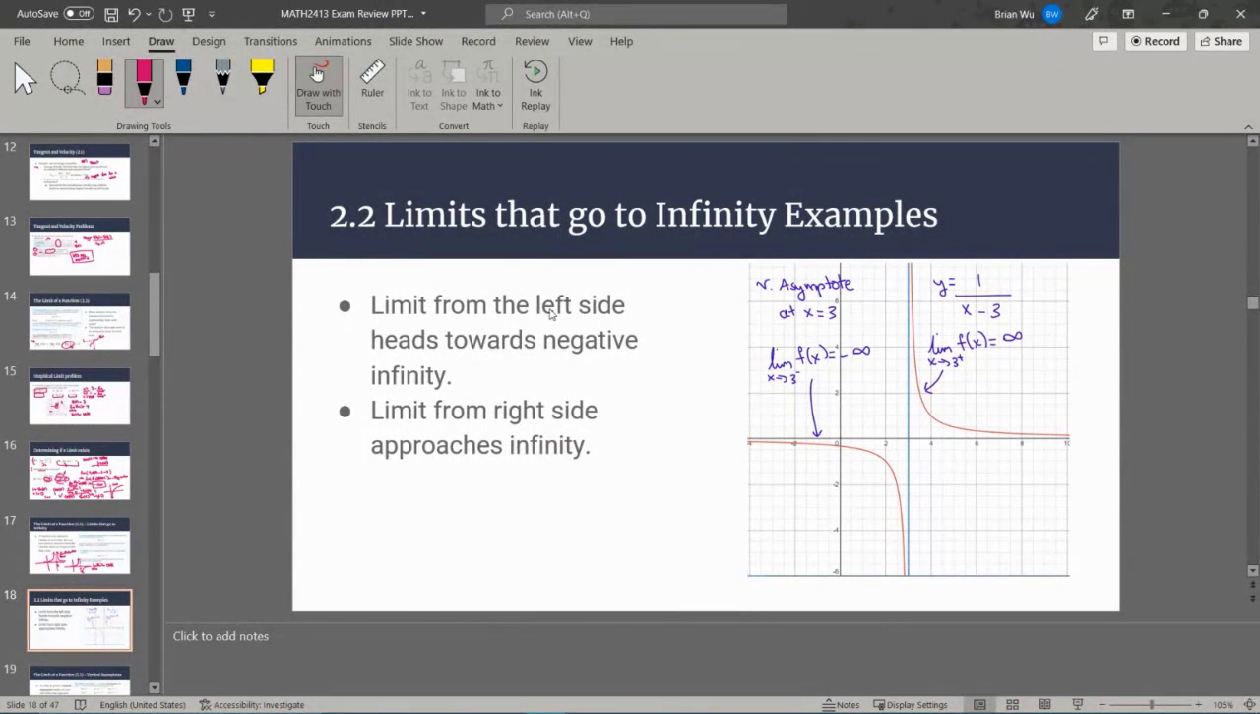Okay, so for limits that go to infinity, again, this is an example. This one from the left side goes to negative infinity, and from the right side, as it approaches this number, is infinity. Because they are not equal, then the limit does not exist. So the limit as x approaches 3, in this case, does not exist.